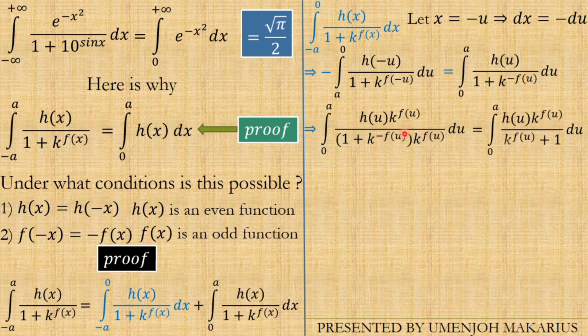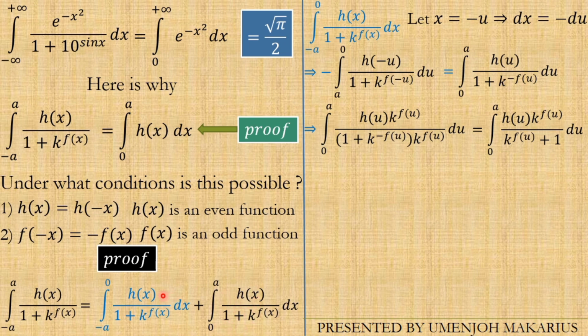So we are therefore going to have the integral going from 0 to a of h of u times k raised to the power f of u over k raised to the power f of u plus 1. All right, guys, like I said, x and u are dummy variables, so we can replace their values conveniently. So I'm going to replace all the u's with x, and I'm going to add this black integral here that we left initially.